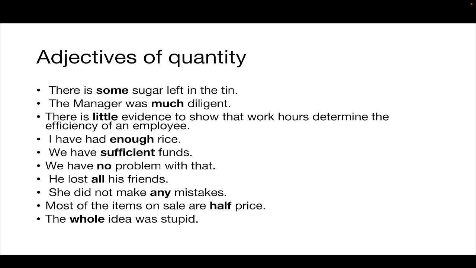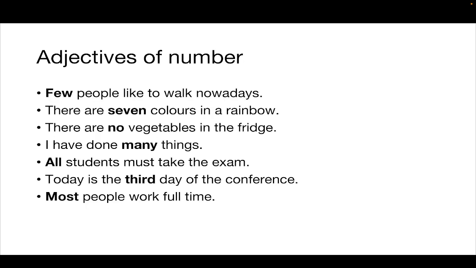In the next sentence, we have sufficient funds. Sufficient is the adjective of quantity. We have no problem with that. Here no is the adjective of quantity. He lost all his friends. Here all is the adjective of quantity. She did not make any mistakes. Here the word any is the adjective of quantity. Most of the items on sale are half price. So half is the adjective in this case. The whole idea was stupid. So whole is the adjective of quantity.